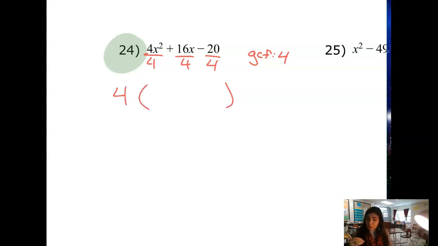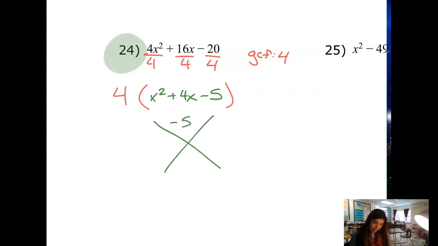That would give me the leftover and smaller numbered equation of x squared plus 4x minus 5. From this new green one is where I set up my X puzzle. A times C in the top, B in the bottom, and A's underneath. The numbers that multiply to -5 and add to 4. Oh, 5 is prime, so that's it. That's the only one on this list, is 1 times 5.